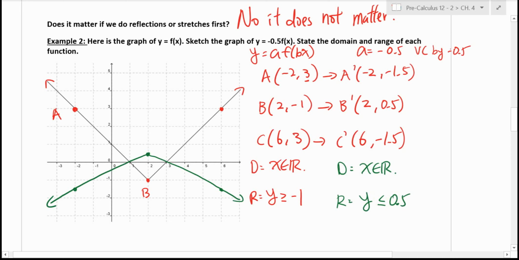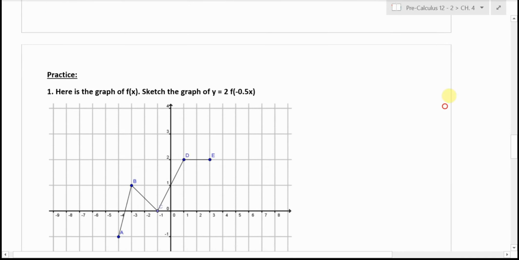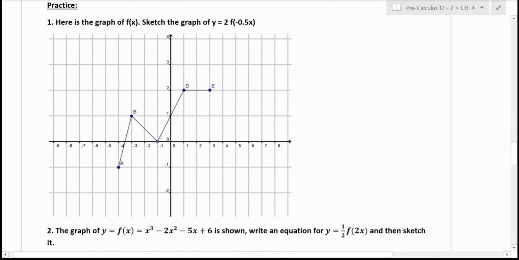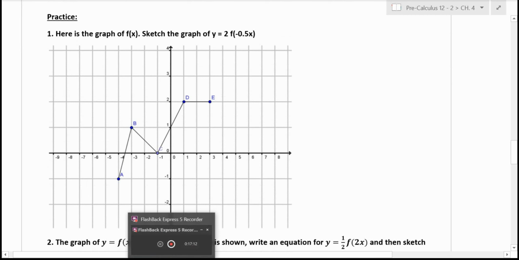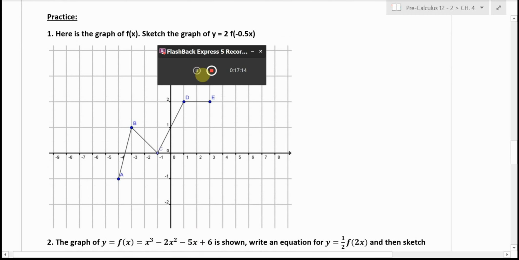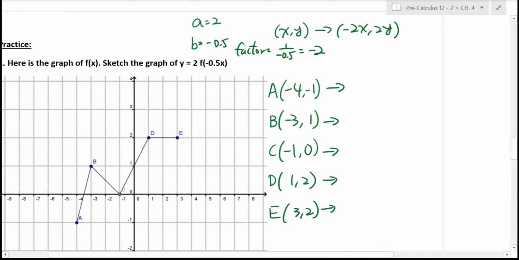Okay, so hopefully these two examples help you to understand what's happening here with the expansion and compression. There is a practice question for you to try. Okay, let's give it a try and we'll come back. All right, so this is what you should have.